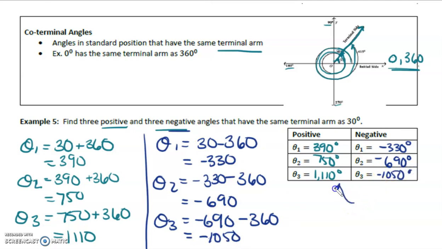So all of these angles here are going to share their terminal arm with 30 degrees. They're all also going to have the same ratios.